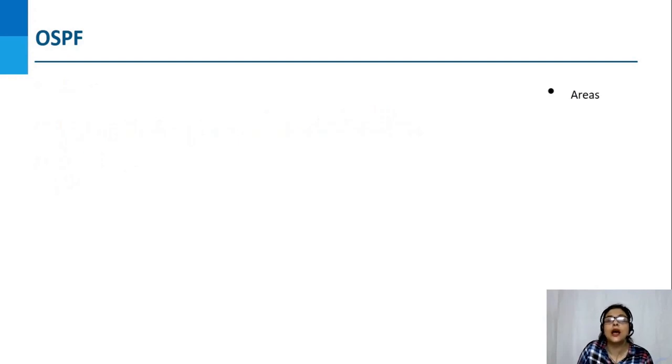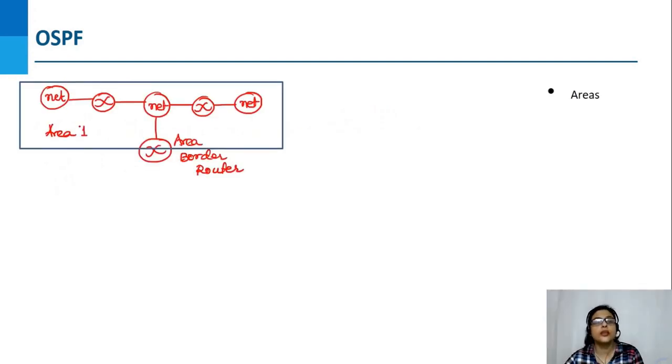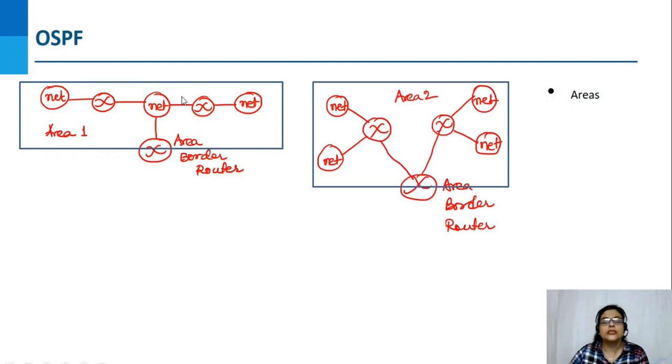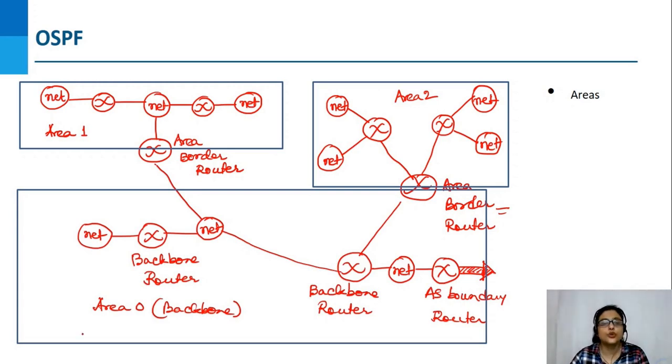So let us understand how the areas are created. In a domain, this is one area having networks and the routers, and there should be a border router at the boundary of the area. So this is area 1. Similarly, we can have another area 2 having different networks and the routers. There should again be an area border router at the boundary of this area. Next, there should be another area 0, which is known as the backbone. Now this backbone should be connected to all other areas.